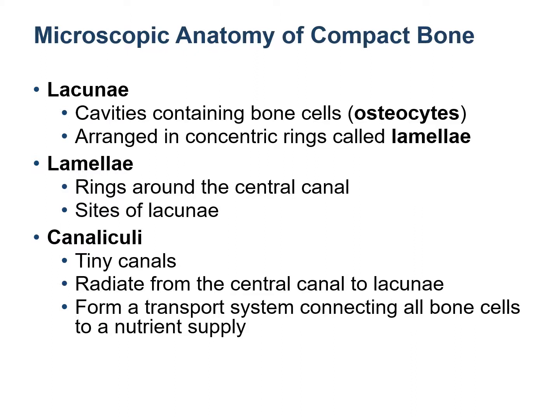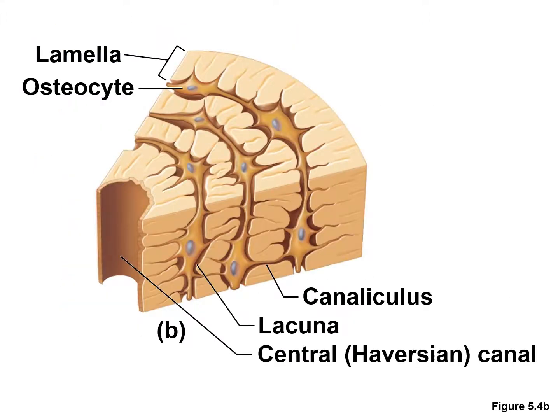In addition, we also see canaliculi, which are tiny canals or cytoplasmic extensions that connect one osteocyte to another. They also connect the central canal to the lacunae of the osteocyte, and these serve as a communication and transport system. This figure shows osteocytes in lacunae arranged in the concentric lamellae. You can also see the canaliculus.